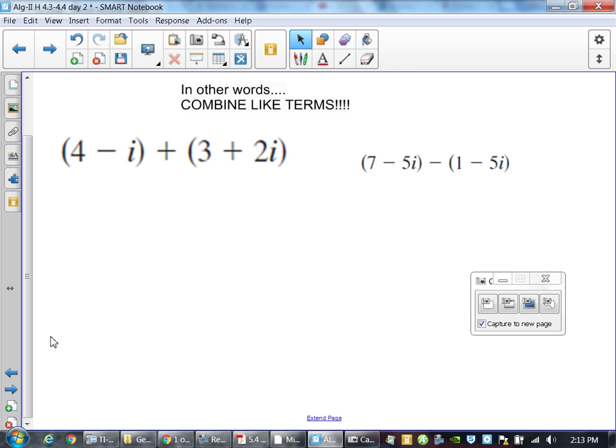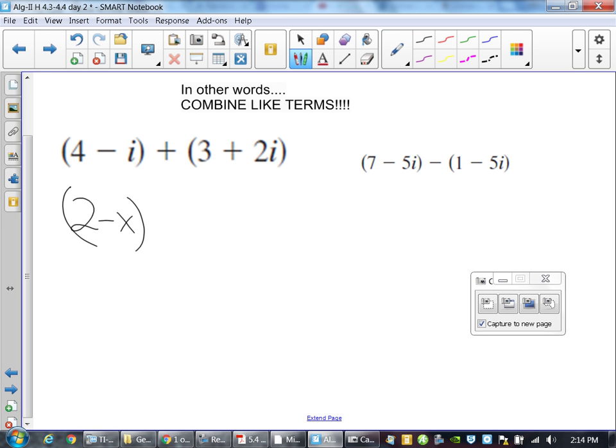Complex numbers are generally written as a plus or minus bi, where a and b are the integer values in front, like the coefficients, if you will. They always group them within parentheses. If you're using parentheses when you're adding, what would you do if this was 2 minus x plus 5 plus 4x? What would you do?